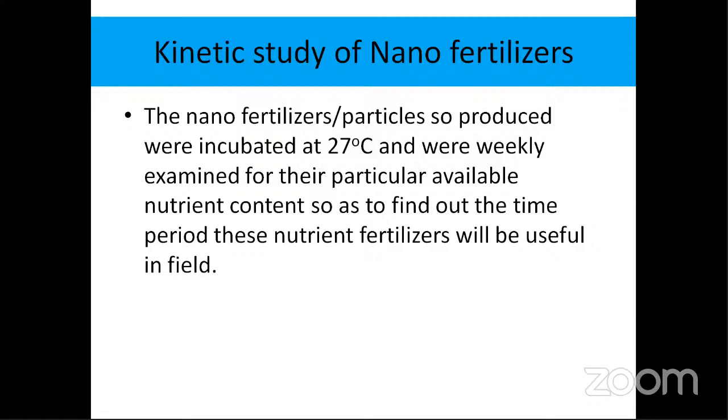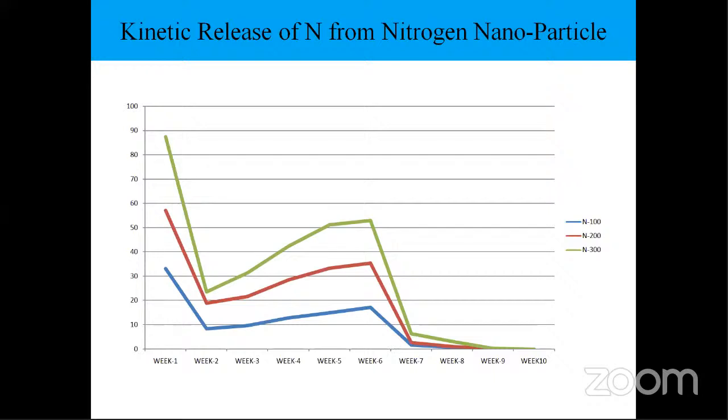Then for phosphorus and the potassium nanofertilizer, we have to see what is coming out on a weekly basis. This is the graph of nitrogen, and you can clearly see that on the first day, there were basically three nanofertilizers produced: nitrogen at 300 ppm, 200 ppm, and 100 ppm. All three showed almost the same trend.